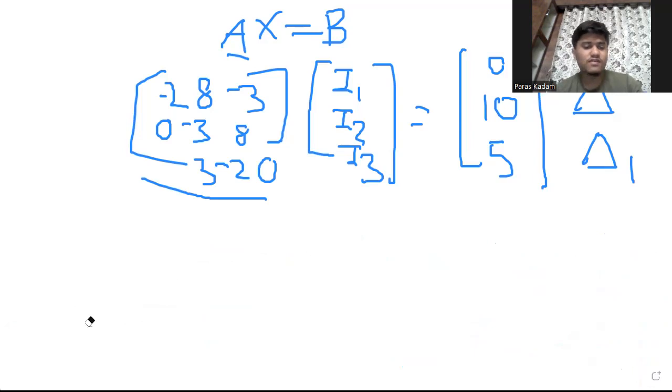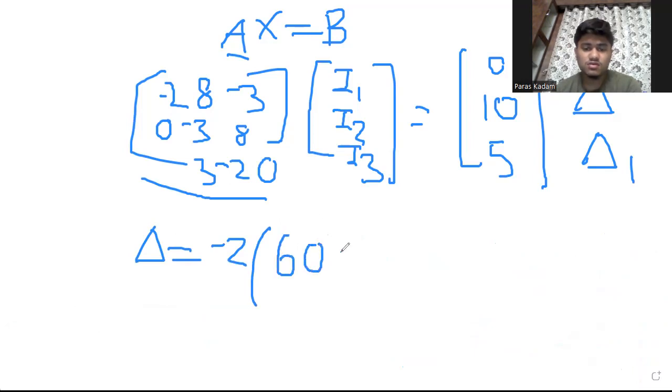Okay, so first we have to find the value of delta, and then we have to find delta 1. So how to find delta? We will apply the concept of determinant. So -2 into the cross product of these two elements. So 20 into 30, 60, minus 24. 8 into 3 is 24.